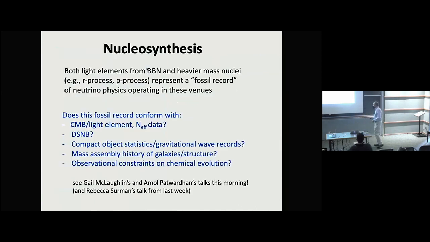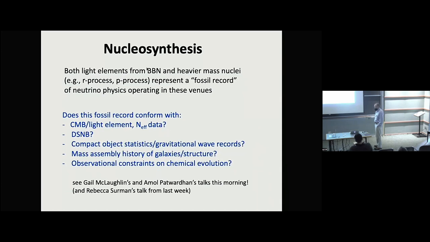So nucleosynthesis, Gail McLaughlin and Amol will talk about that a little bit later this morning, and I direct you to Rebecca Surman's talk from last week. So both the light elements in BBN and the heavier mass nuclei, like r-process or p-process nuclei, I contend represent a fossil record of neutrino physics that was operating in the Big Bang or in these stellar collapse environments. So in the stellar collapse environment, you can ask then, does that fossil record of light elements and heavy elements conform with, is it consistent with what we know from light element abundance systematics and Neff and so on from the CMB?